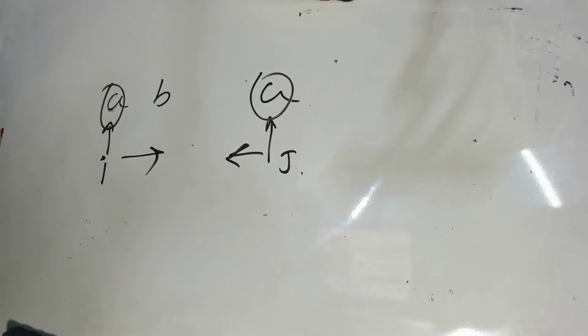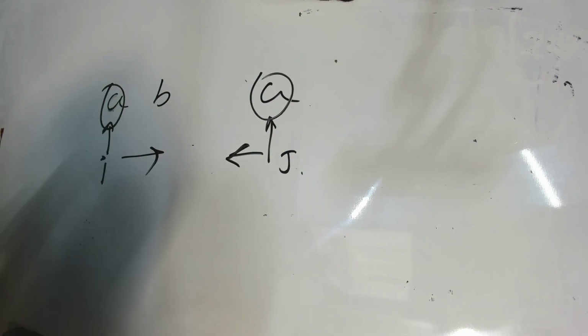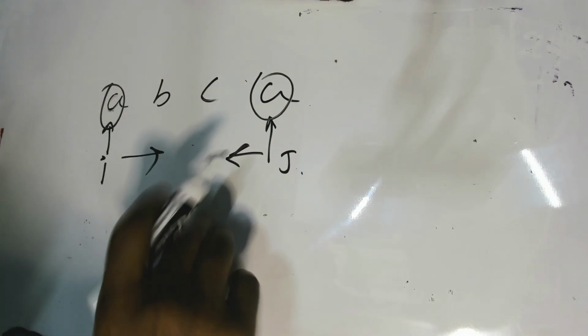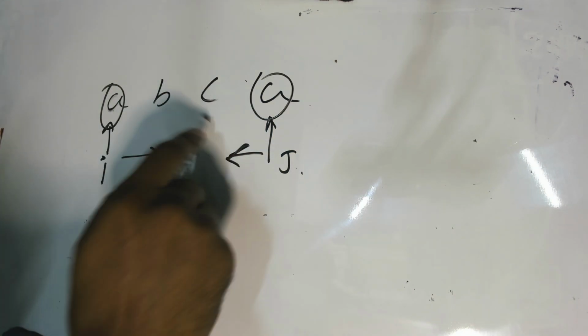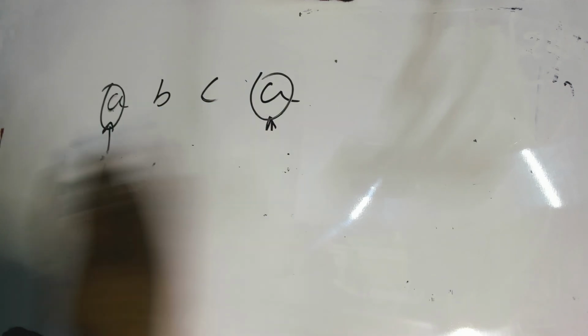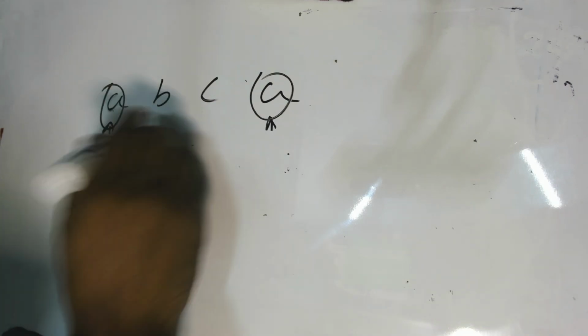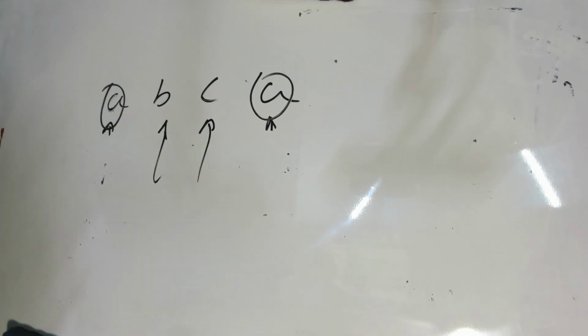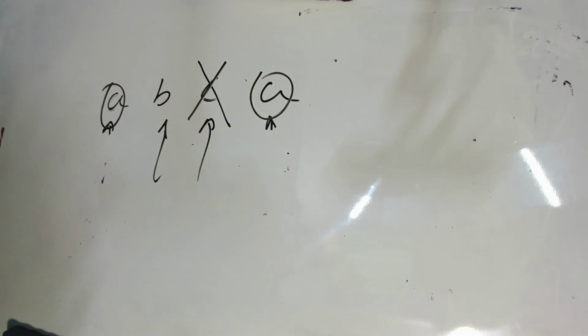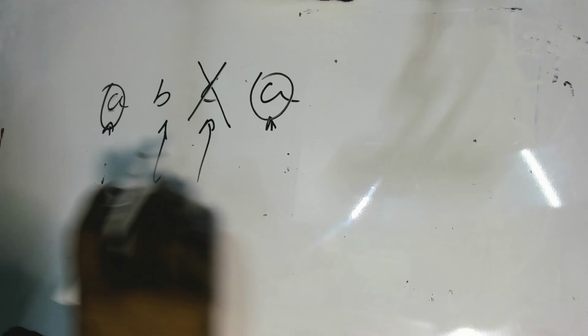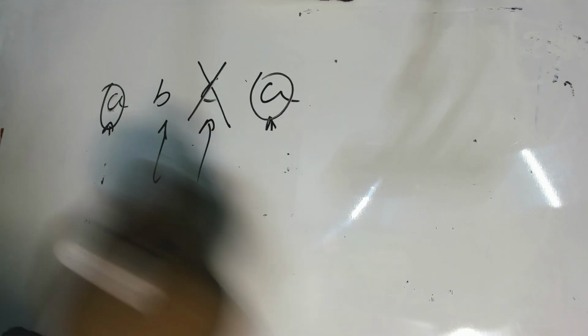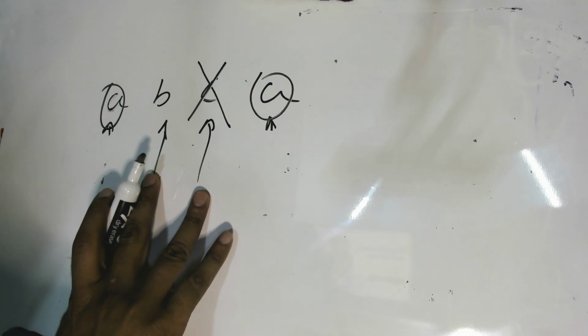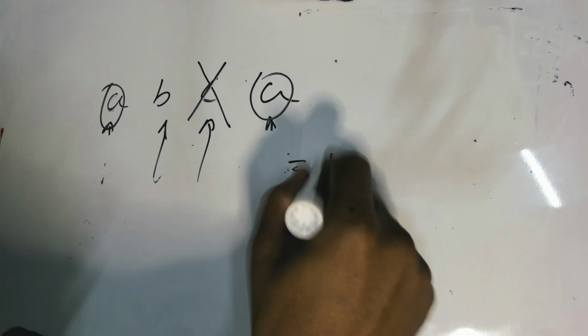But in the second example, we have a C. So when our pointers come here, there will be a mismatch, right? And in that particular case, we can just omit, or ignore, C, and we can go to B, and B, both the pointers will match, and we can return true.